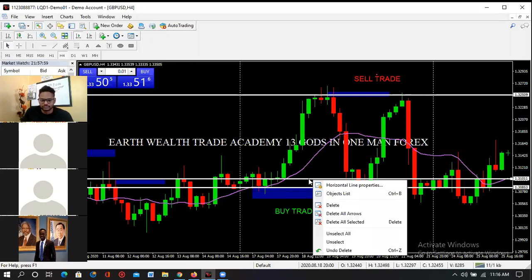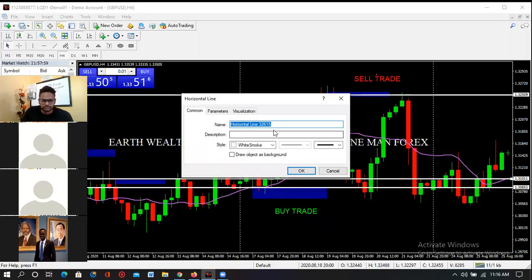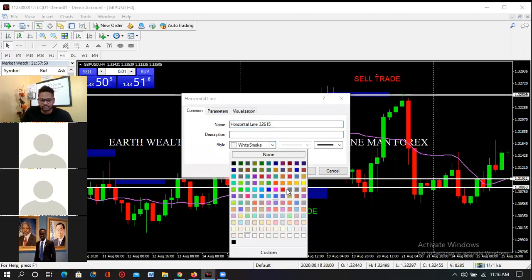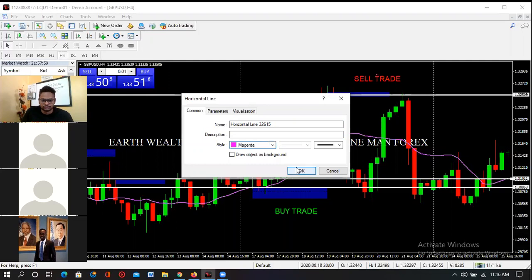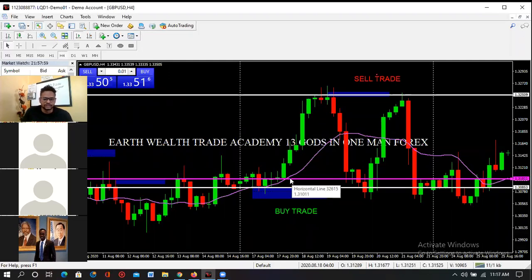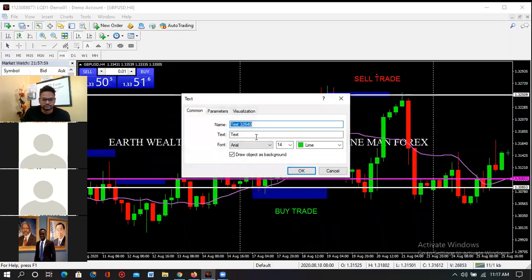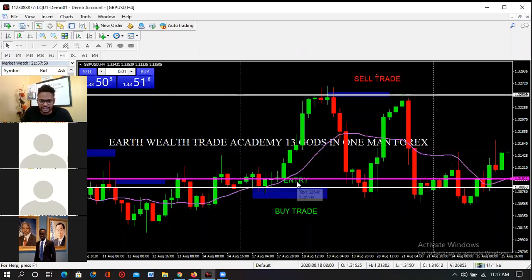Very important. I'm going to change the color of this line. I'm going to put it, say, purple. And we're going to call this line right here entry. Pay attention. Entry. So right here is where you're going to enter the trade. Entry is going to be here.